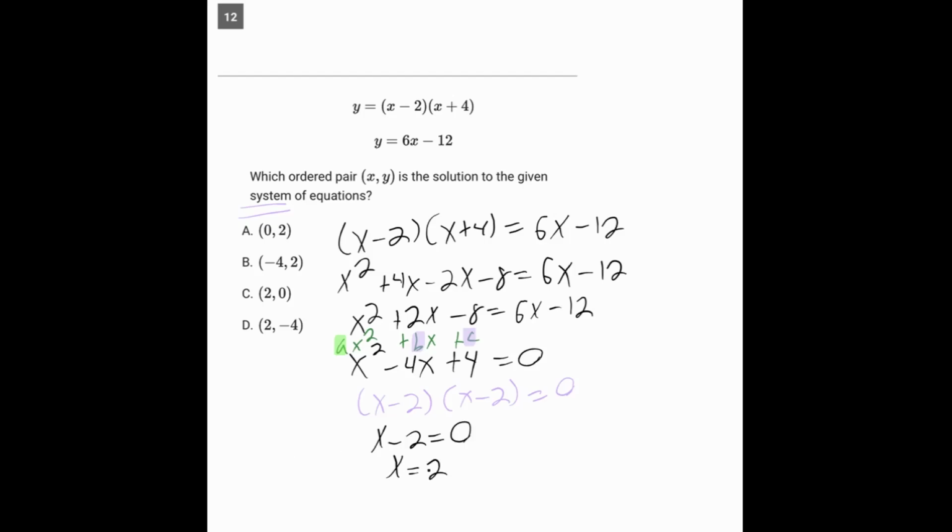So we found the actual ordered pair that would do this. Well, at least part of it, we found the x value. Now we can just plug in to find the corresponding y value. Well, if y is 6x minus 12, then that's 6 times 2 minus 12, 12 minus 12, and that's 0.